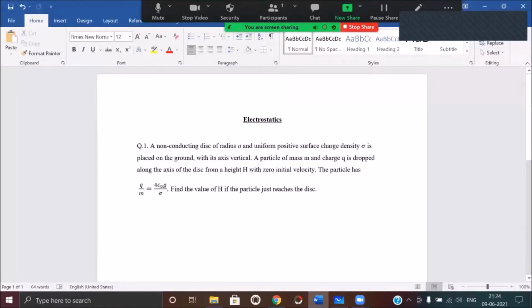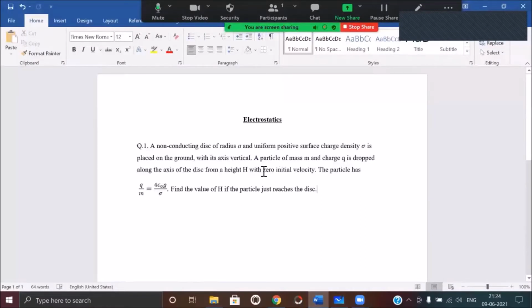Good evening, guys. So we'll take up another problem on electrostatics today, and we'll be taking up a problem which has been asked in one of the previous JEEs before on electrostatics. So let's have a look at the question and let me share the screen with you guys. Okay, so the question goes as such.